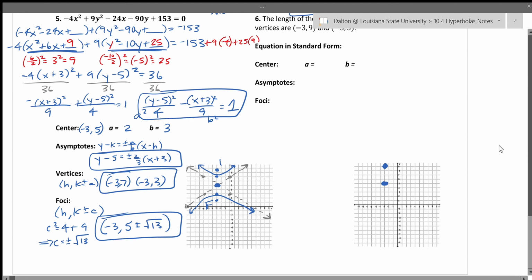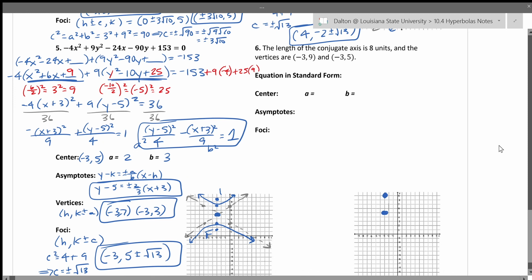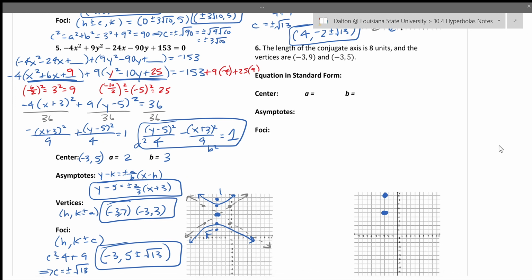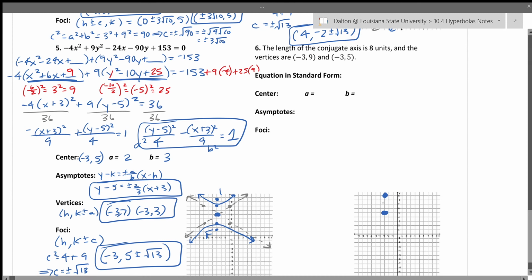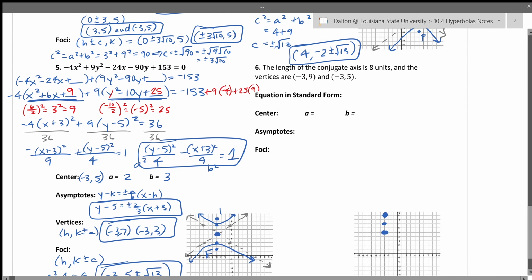What this tells us is if these are the vertices, then the center point is directly between the two vertices. So that means the center point, if these are 4 apart, has to be here. So the center point coordinate will be negative 3, 7. So there's h and k. a is the distance between the center point and a vertex, so we know a has to be 2 because it's half of that axis. And then we know that b is half of the conjugate axis. So if the conjugate axis is 8 units, then b must be 4.